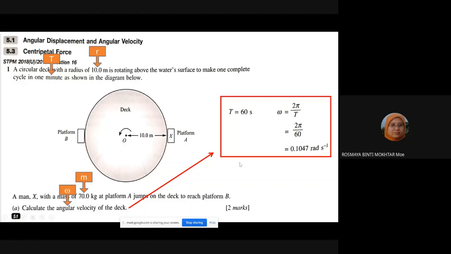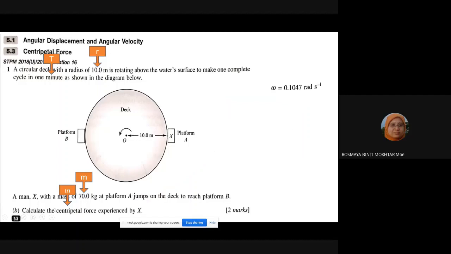Okay, this one very easy. You can easily get 2 marks here. So this 2 marks is for the equation and for the answer. Either the equation or the substitution. Okay, both. So 2 marks. Okay, next, this is angular velocity, so we keep this for the next question B.